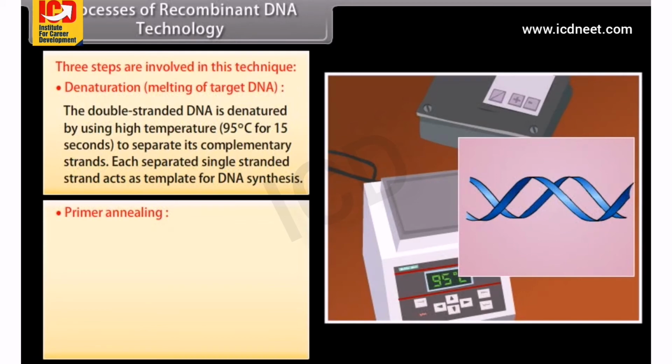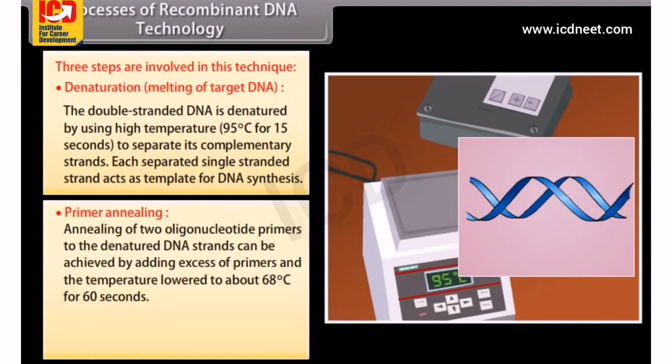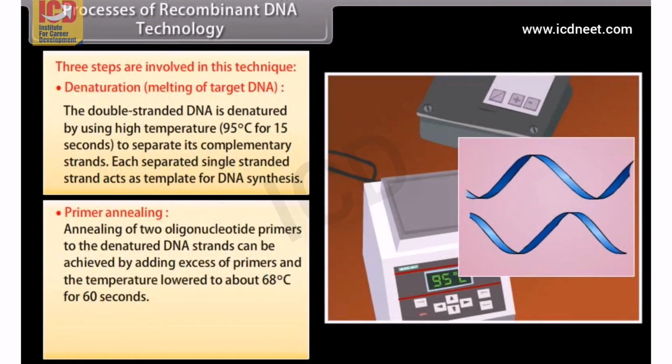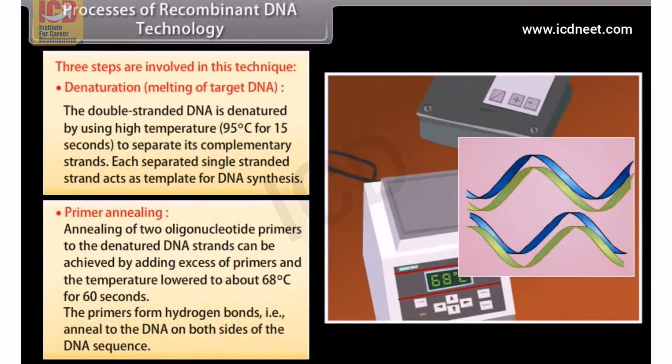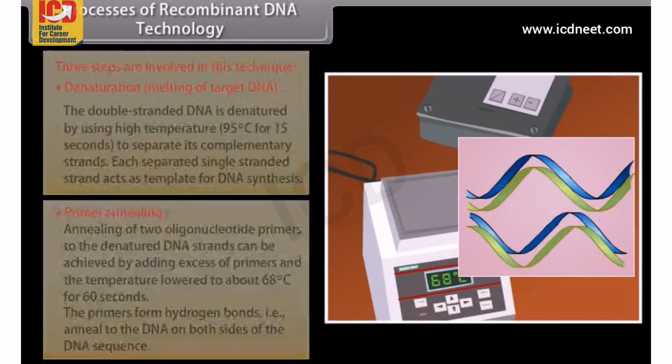Primer annealing. Annealing of two oligonucleotide primers to the denatured DNA strands can be achieved by adding excess of primers and the temperature lowered to about 68 degrees Celsius for 60 seconds. The primers form hydrogen bonds, that is, annealed to the DNA on both sides of the DNA sequence.